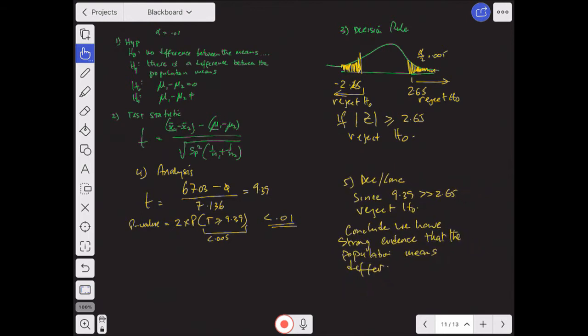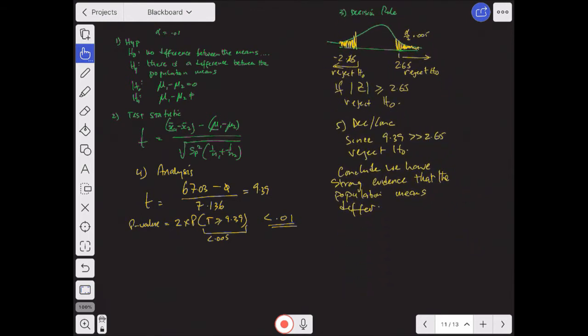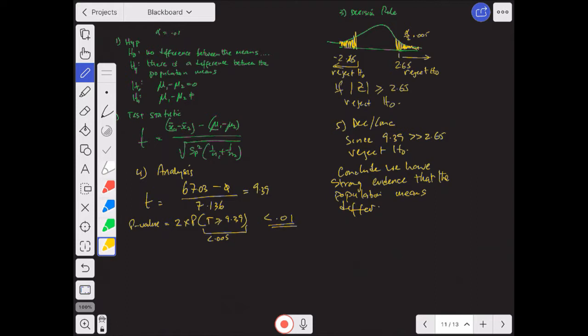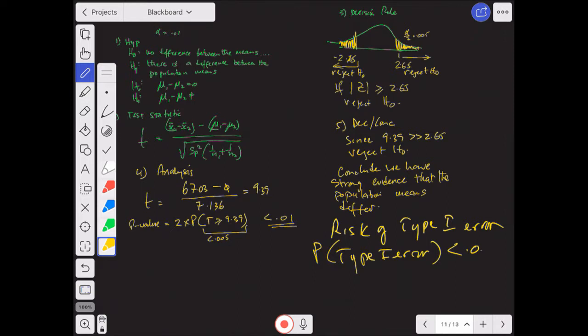So if we reject the null hypothesis, the risk is the risk of type 1 error, and the probability of type 1 error is just our p-value, which is less than 0.01. All right, and then that brings us to the end of a hypothesis test where the population variances are not known. We make the assumption that they are the same.